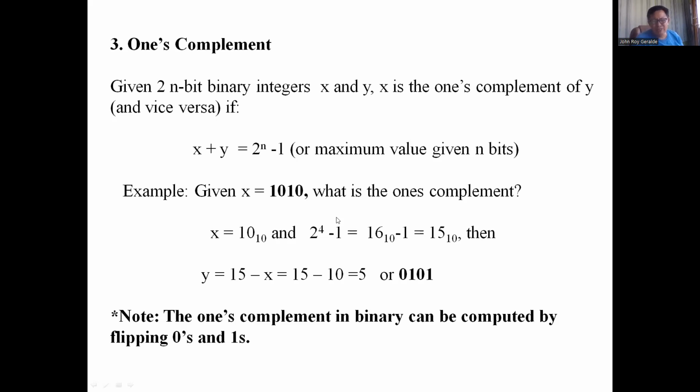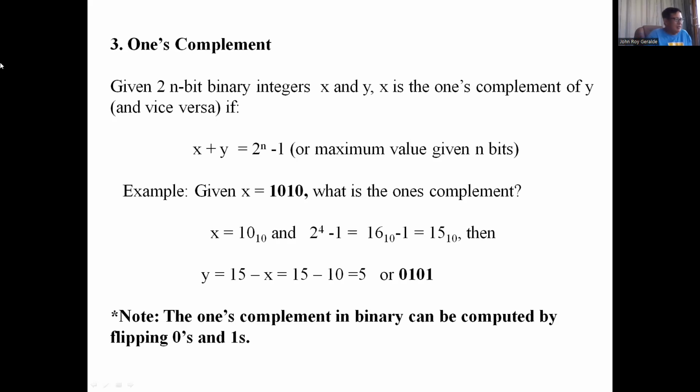Why is this so complicated? Because there's a way to simplify. Look at that, there's a series. If you're observant, there's a common characteristic between 101 and 010, 1010 and 0101. The ones complement is the bit by bit reverse of the given value. For example, instead of computing 63 minus 62 and so forth, which is messy, what's the ones complement of 1010? It's 0101. You just flip the 1 to 0 and 0 to 1. So note that the ones complement in binary can be computed by flipping zeros and ones.